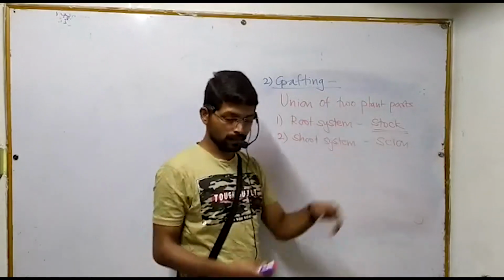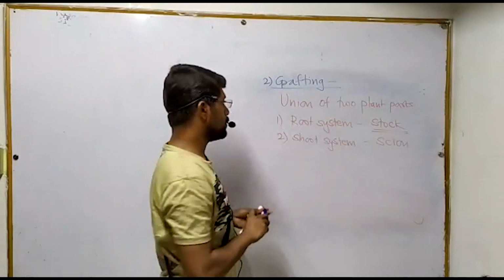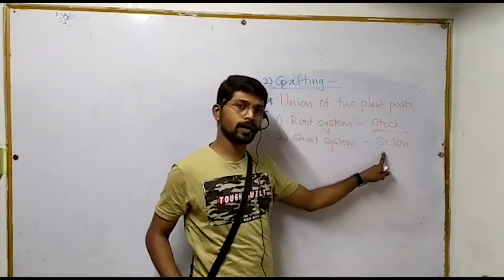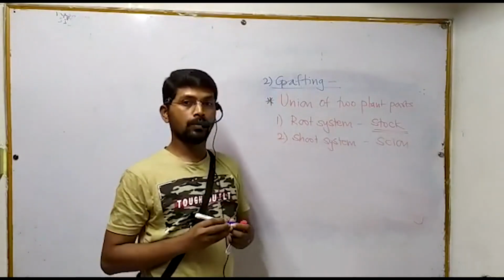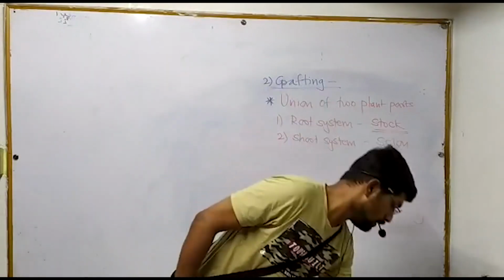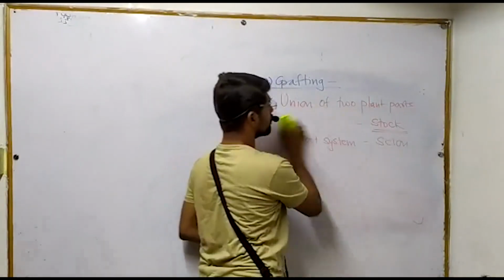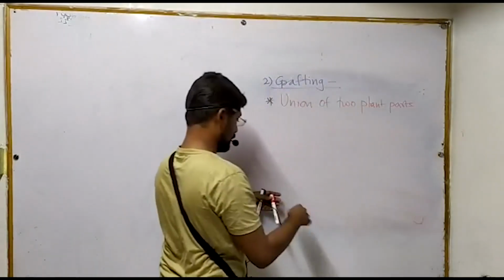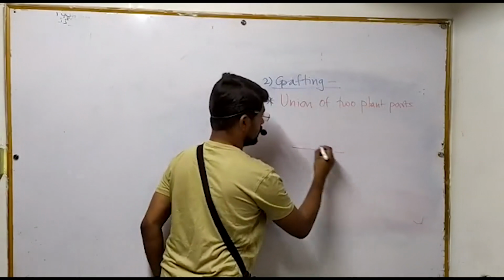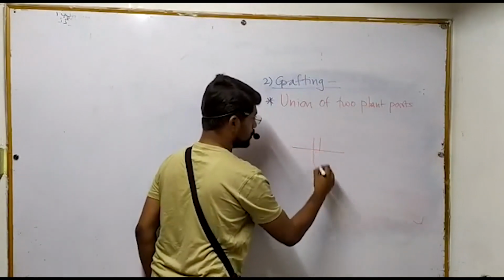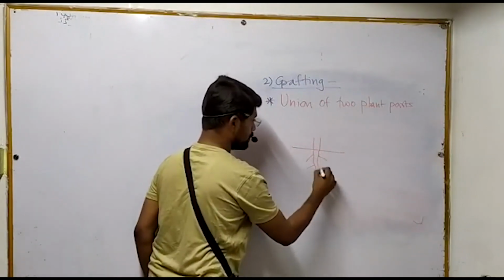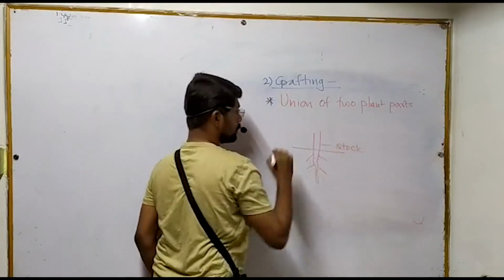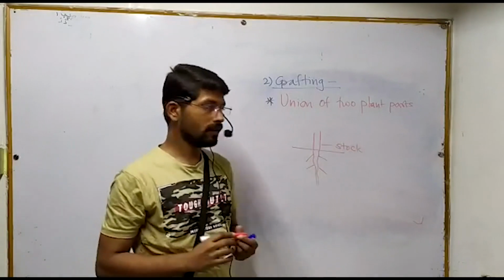So the definition is important. This can be asked for 1 mark in your board exam. These terms are very important for MCQ kind of questions. Now see how the procedure is. So this is the rooted plant whose root system you are going to use. This is called the stalk, on which you are going to graft the scion.